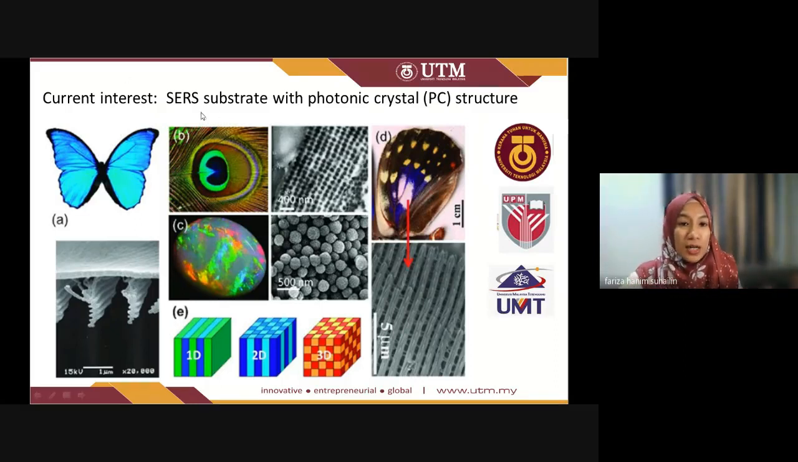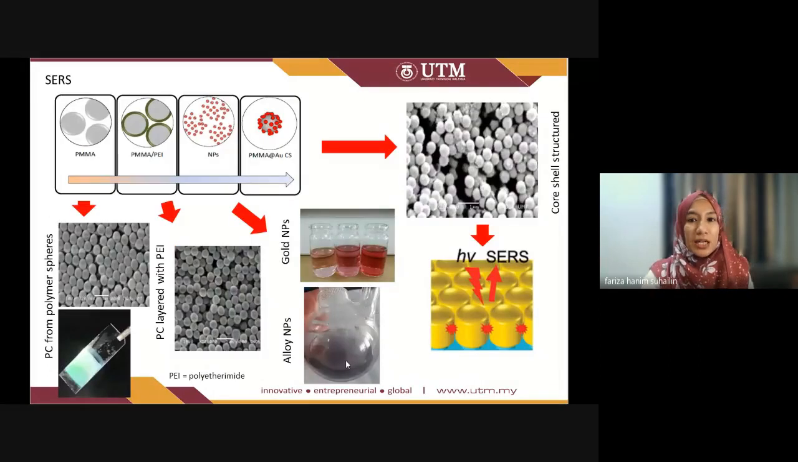We can use the SERS effect, surface enhanced Raman spectroscopy, with the help of photonic crystal structures. We have photonic crystal structures in butterflies, in the environment. We have a 3D arrangement in the geometry so that you can obtain a band gap from the structures. And from nature, we try to mimic these things by using chemistry developments.